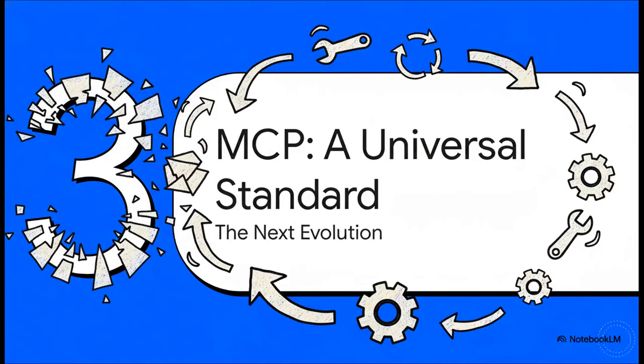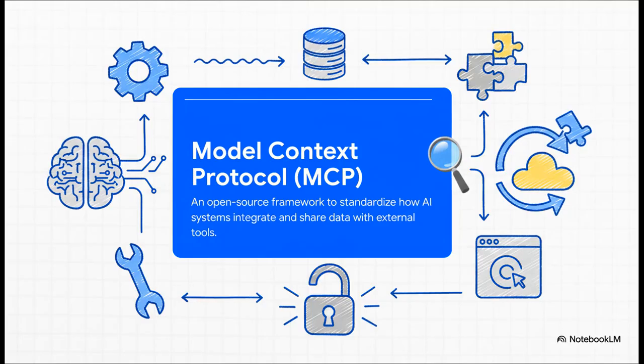And that brings us to the solution. To fix the fragmentation and all the limitations of that first wave, the entire industry needed a true universal standard. And that's where the Model Context Protocol, or MCP, comes into the picture. So here's the big idea. In late 2024, Anthropic didn't just release another proprietary tool. They proposed an open-source framework for everyone called MCP.